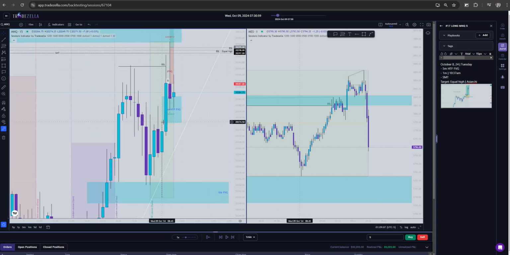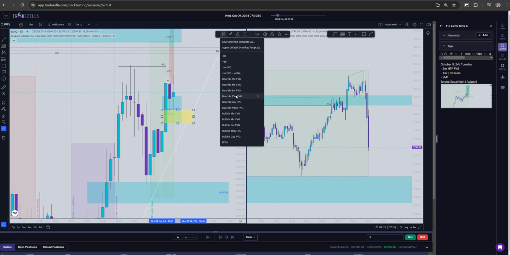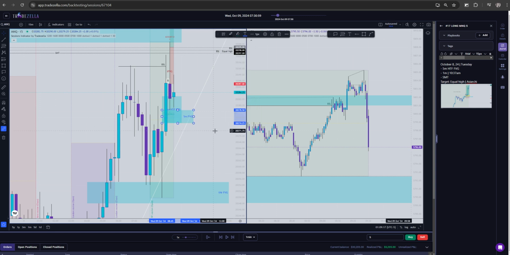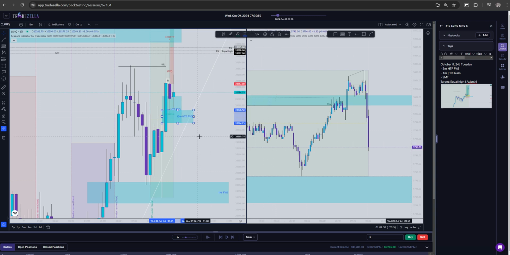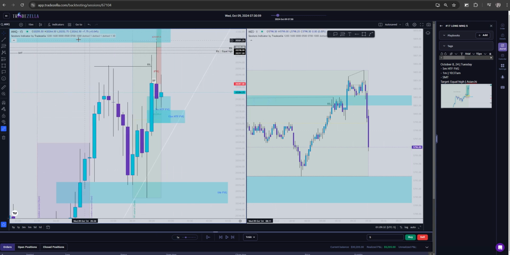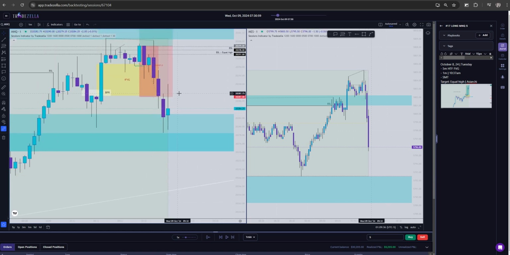We do have a 15 fair value gap right here. Bullish 15. 15-minute high time frame fair value gap. Okay. Let's try this again. I think it's because it's before opening. You shouldn't really do that, right?